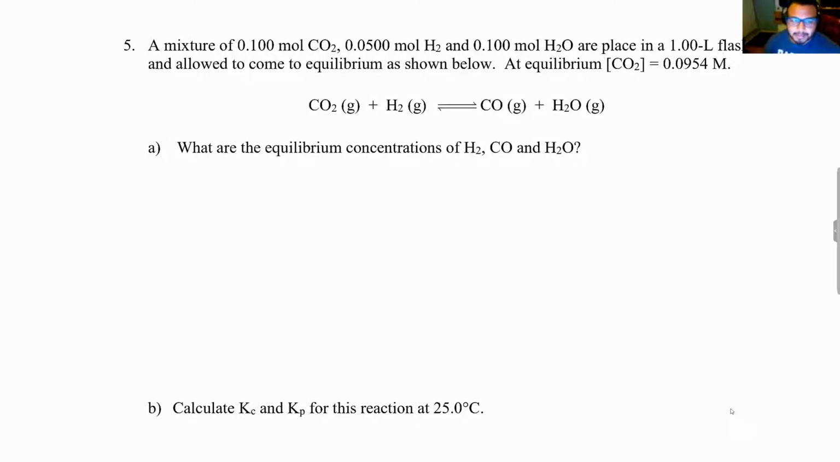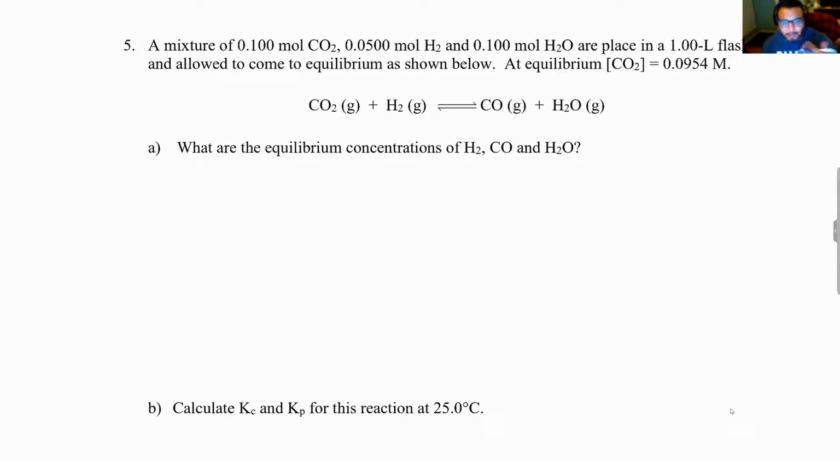Okay, guys. So let's do number 5 on chapter 15 in equilibrium. We're given a mixture of CO2, H2, and H2O, and they have some mole amounts for each of them, and they're placed in a 1 liter flask. They're allowed to come to equilibrium, as shown below. At equilibrium, one of our concentrations, CO2, is given to us by some value. What are the equilibrium concentrations of H2, CO, and H2O?